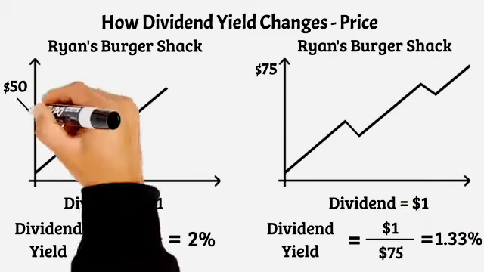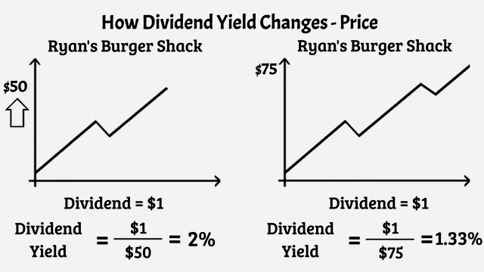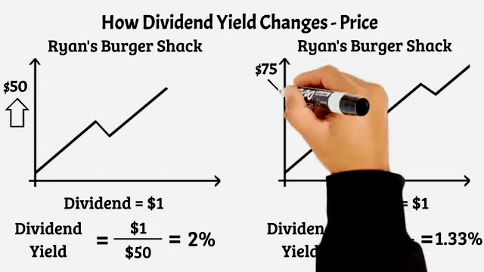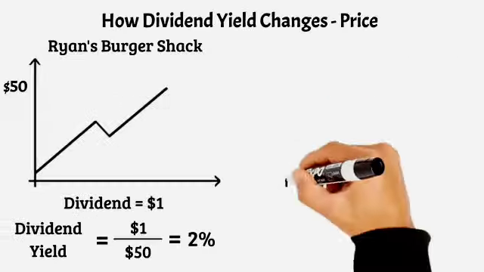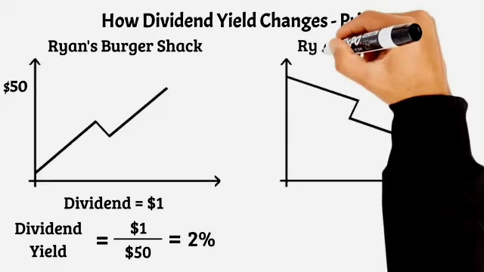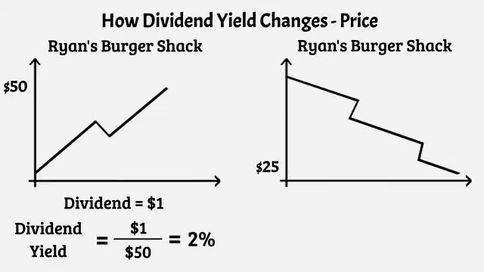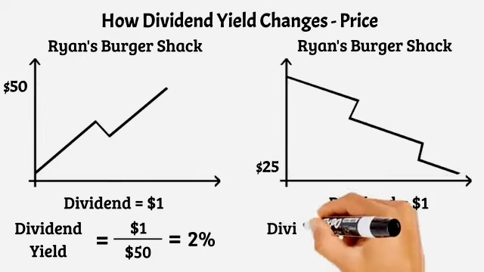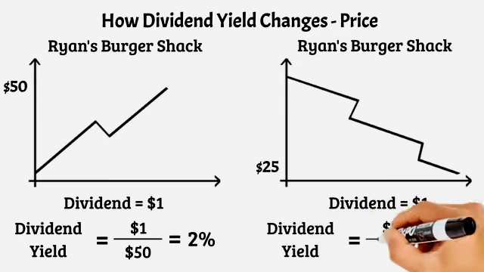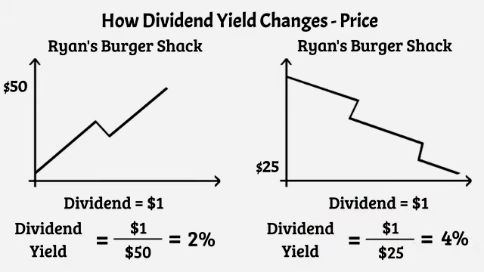So why is this the case? Well, before you only had to pay $50 in order to secure the $1 dividend. Now you need to pay $75 to secure that same $1 dividend. Since you have to pay more for the shares for the same payment of $1, the dividend yield decreases, meaning less bang for your buck. Inversely, if the price of Ryan's Burger Shack had declined to $25, down from $50, we would see the dividend yield increase. In this situation, we would only have to pay $25 for that same $1 dividend, so the yield has come up to 4%, since 1 divided by 25 is 4%.